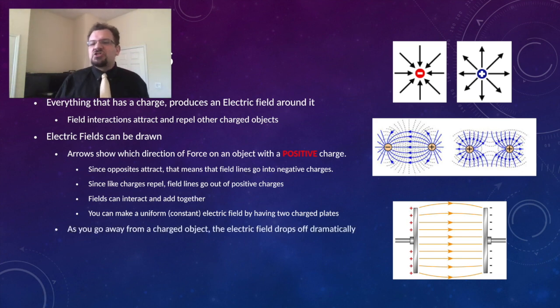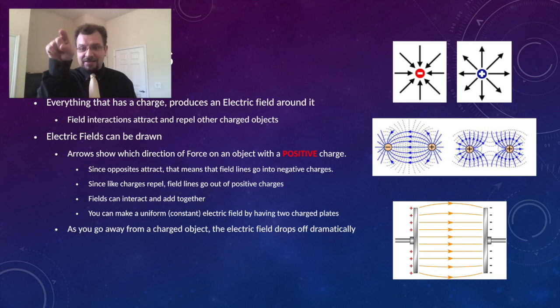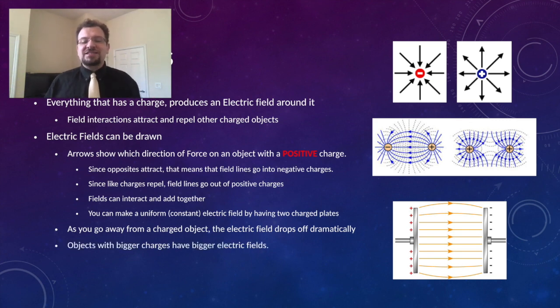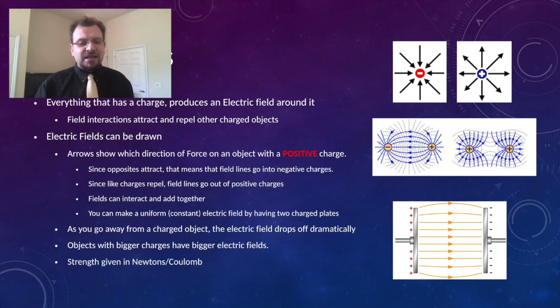Just like what we saw in gravitational fields, when you have a point charge, the further away you get, that electric field is going to drop off dramatically. And objects that have bigger charges have bigger electric fields. Oh, and the strength of the electric field is given in newtons per coulomb. That's units of force over units of charge. And coulombs is going to be the unit of charge that we're going to be using throughout the rest of the year.